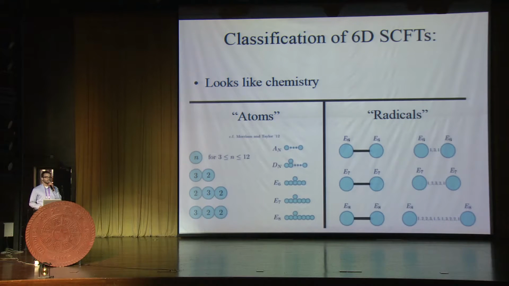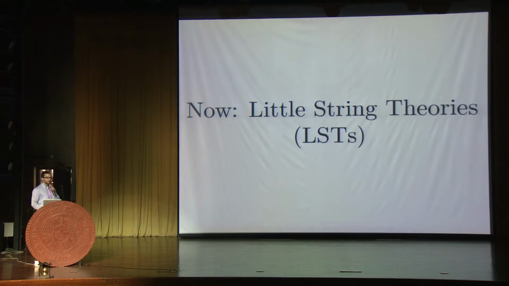The classification looks like chemistry. We begin with atoms, which are clusters of tensor multiplets in gauge groups that do not have matter, which allows them to be Higgsed. And we join these together via conformal matter to form more complicated radicals and molecules, which are themselves 6D SCFTs. Now, I want to do the same thing and classify little string theories.